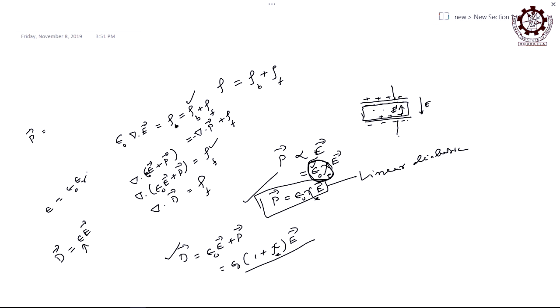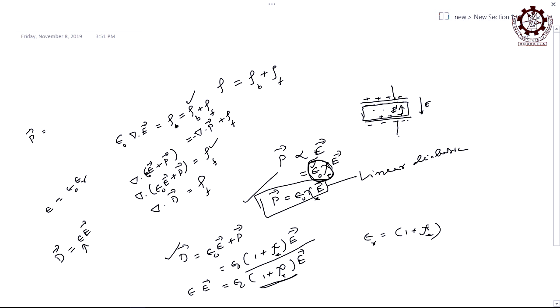So, if I now write D is equal to epsilon 0 E, which is equal to epsilon 0 times 1 plus chi E times E, then what is the value of this? It is nothing but equal to this or not? What is epsilon r? Epsilon r is nothing but equal to 1 plus susceptibility. Remember it. The relative permittivity epsilon r, that is also called the dielectric constant of the medium. So, the dielectric constant of the medium is nothing but equal to 1 plus susceptibility of that medium.